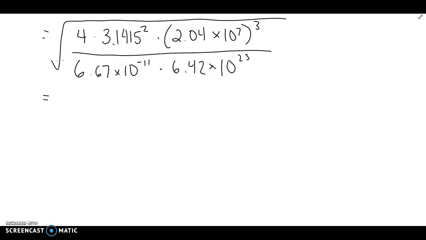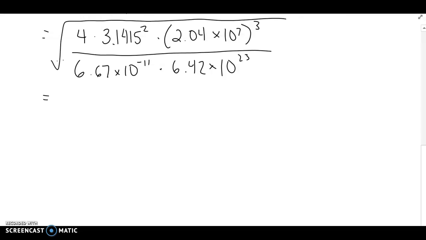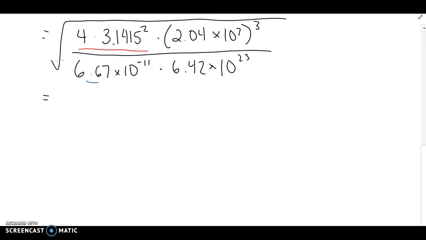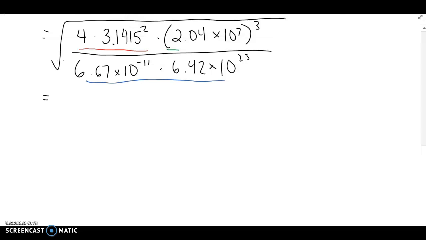So what I did here was I did this part first, and then I also did the math for this part down here. And I did do the cube too. So then I did this cube part here.